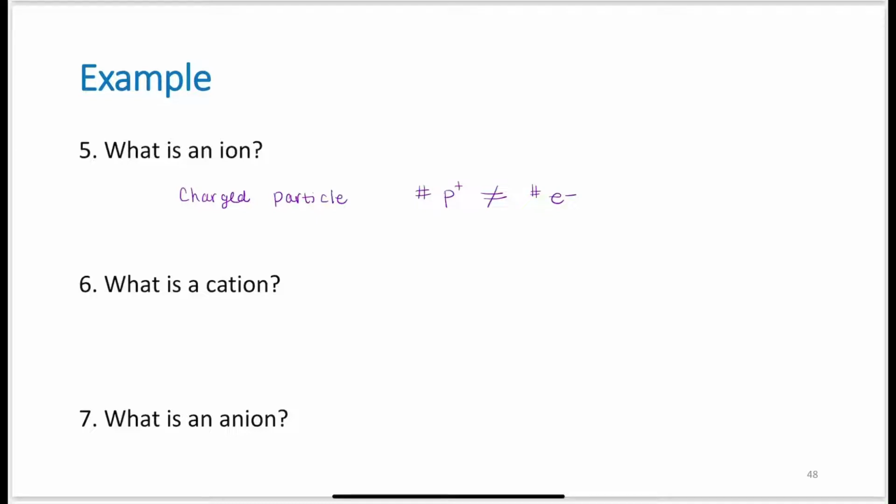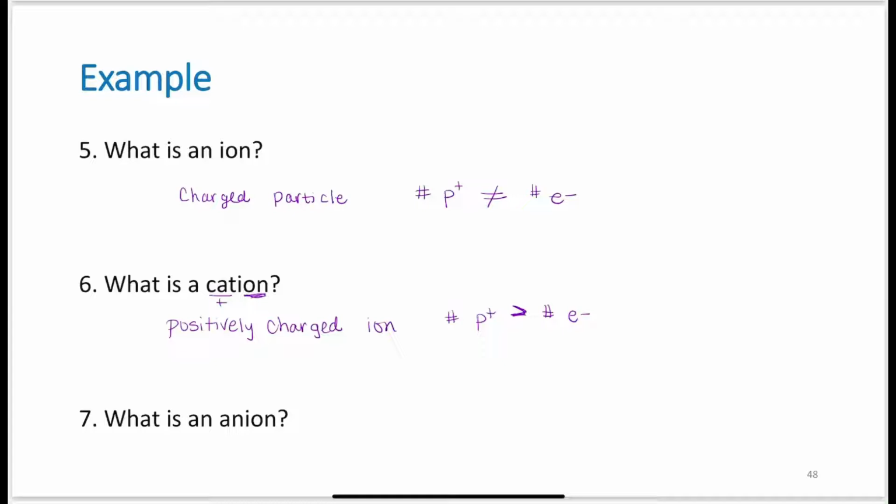What is a cation? When you hear cation, I need you to think positively charged ion. So you've got the ion there. You need to remember that cat means positive. If it's positively charged, that means my number of protons is greater than my number of electrons.